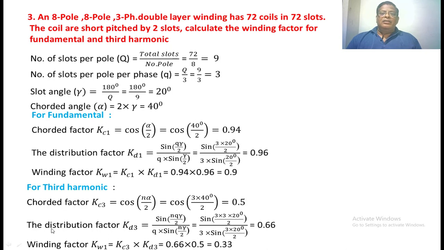In the same manner, the distribution factor for the third harmonic, that is denoted by Kd3, that is equal to sin n q gamma by 2 divided by q into sin n gamma by 2. Substitute all the values, we are getting the 0.66. Now the winding factor for the third harmonic equal to pitch factor for the third harmonic into distribution factor for the third harmonic, we are getting the 0.33.